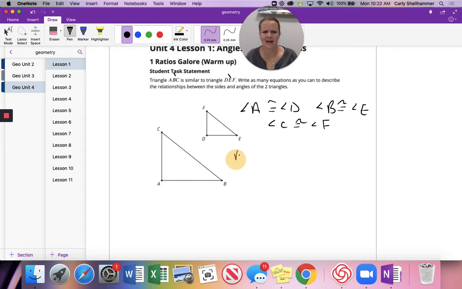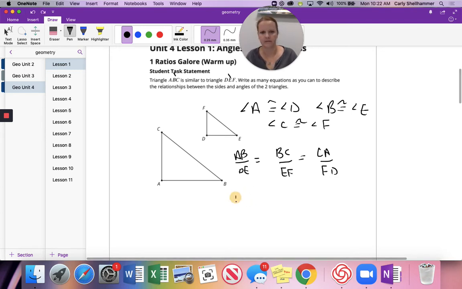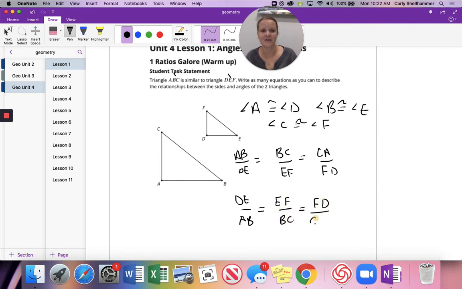We can say that a ratio AB over DE is equal to the ratio of BC over EF is equal to the ratio, let's just say CA over FD. So all those ratios are equal. We can continue on. We can say DE over AB is equal to EF over BC is equal to FD over CA.